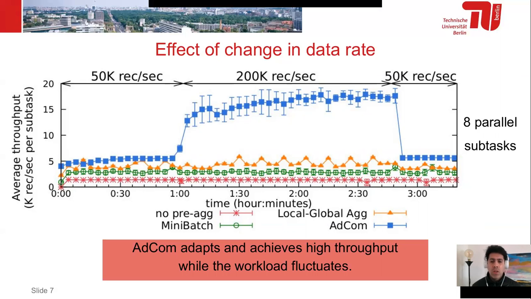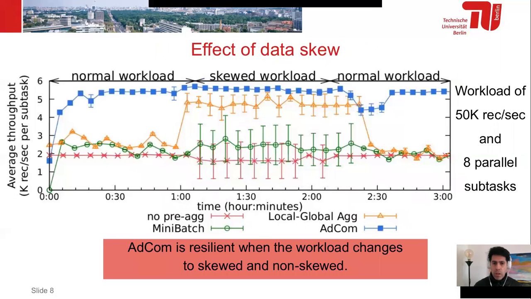And this is because the local global aggregate in Flink is based on two phases. First, it executes a mini batch based on time, and afterwards it pre-aggregates values before the shuffle phase. And it's also static. In comparison, ADCOM has just one phase that pre-aggregates based on the best time to pre-aggregate data before the shuffle phase.